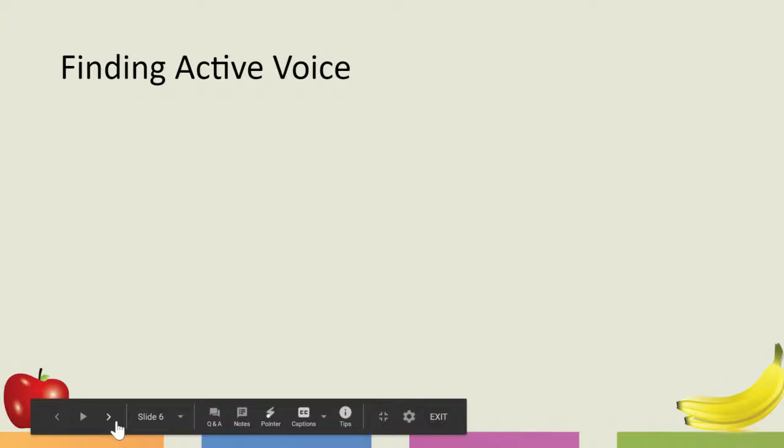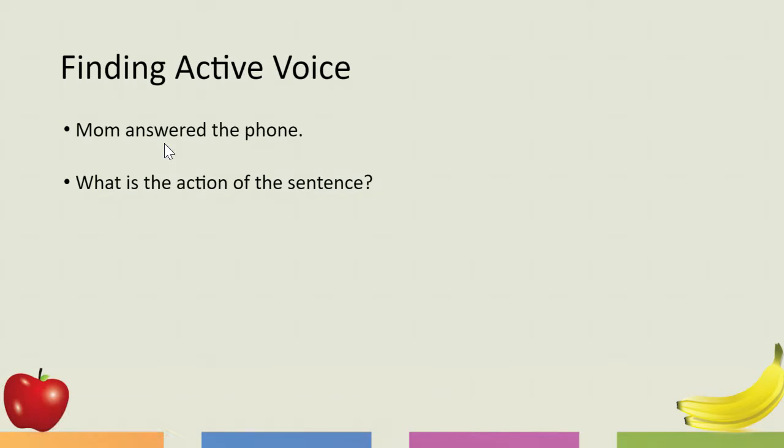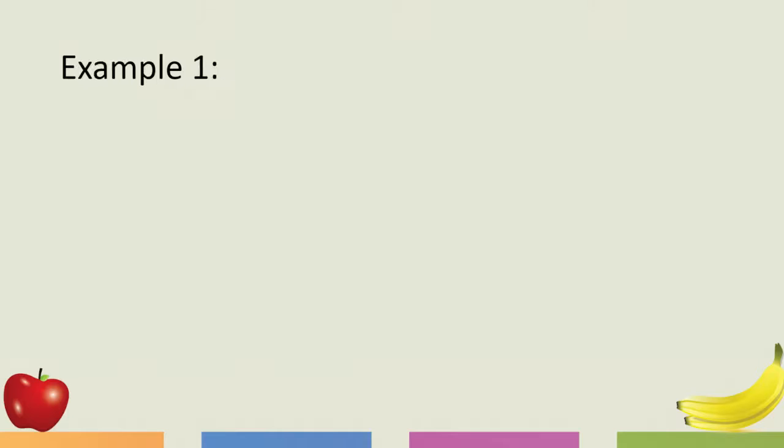So this is our first example. Mom answered the phone. Well, what's the action of the sentence? Well, I'm pretty sure right here it's answered. Who or what answered? Mom. So is the subject, Mom, the one completing the verb, answered? Yes. This means it's an active voice.